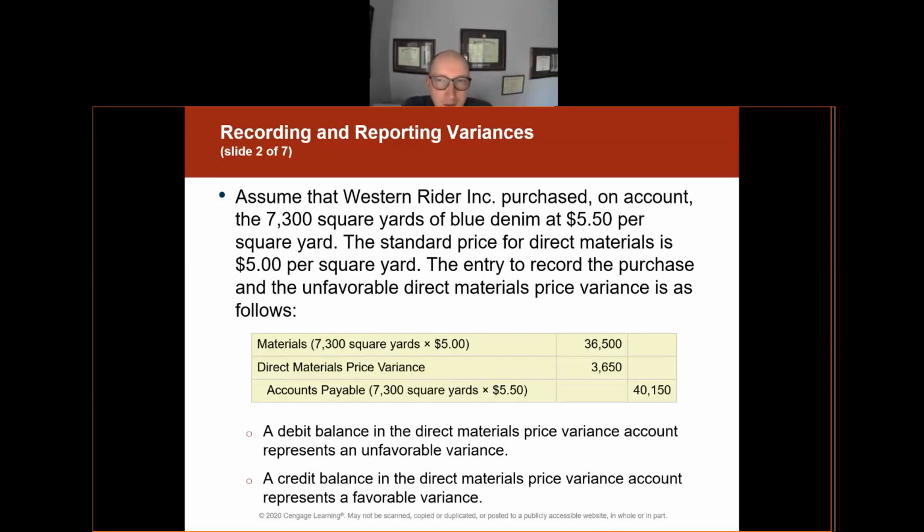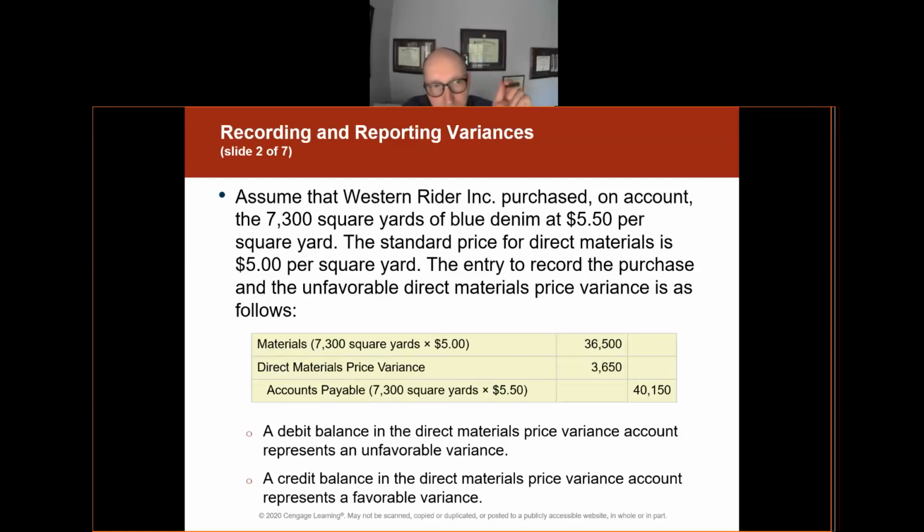So looking back at our example, let's say our company purchased on account, okay, this is a journal entry. We purchased on account 7,300 square yards of blue jean material at $5.50 per square yard. The standard cost of the material, the budgeted cost, is $5 per square yard, giving us a cost variance of 50 cents per square yard. This is how we record the journal entry.